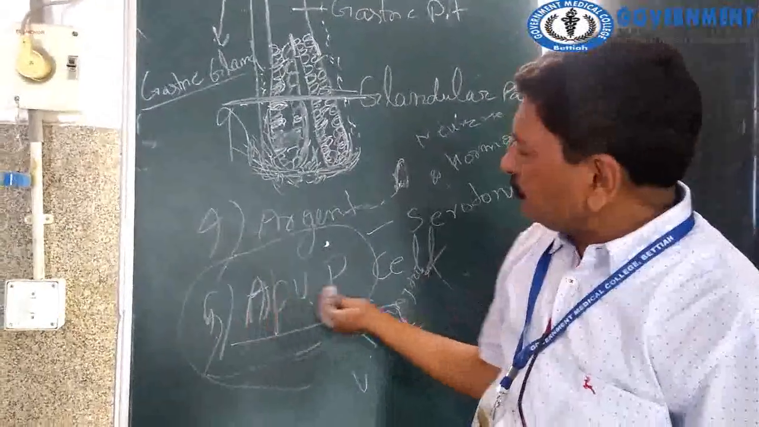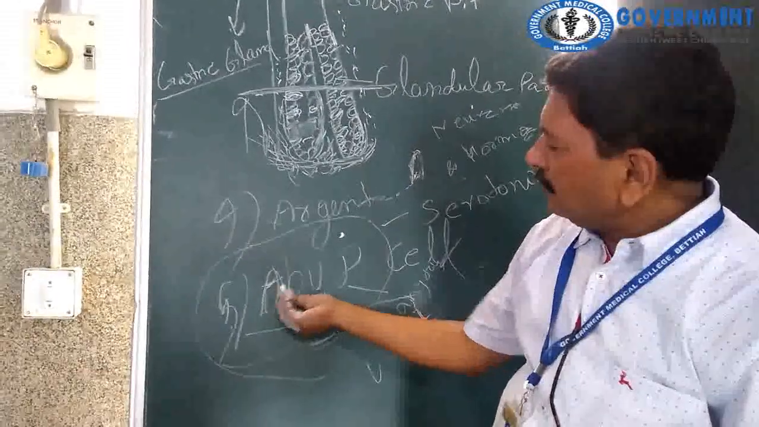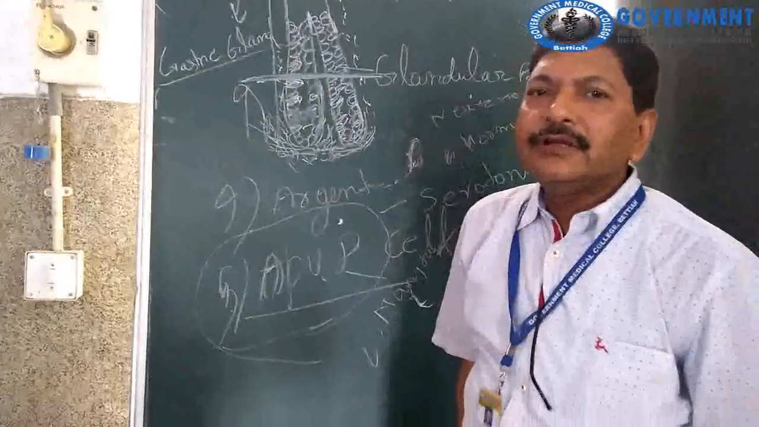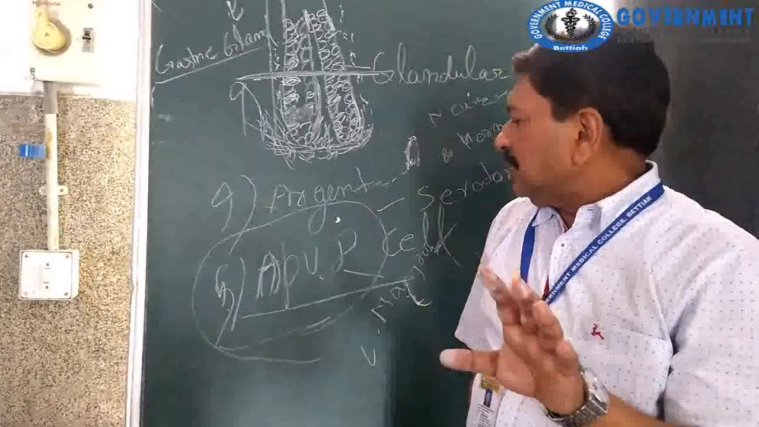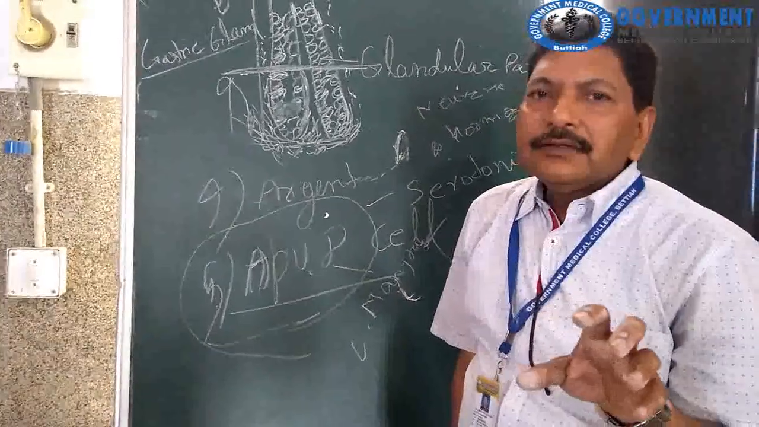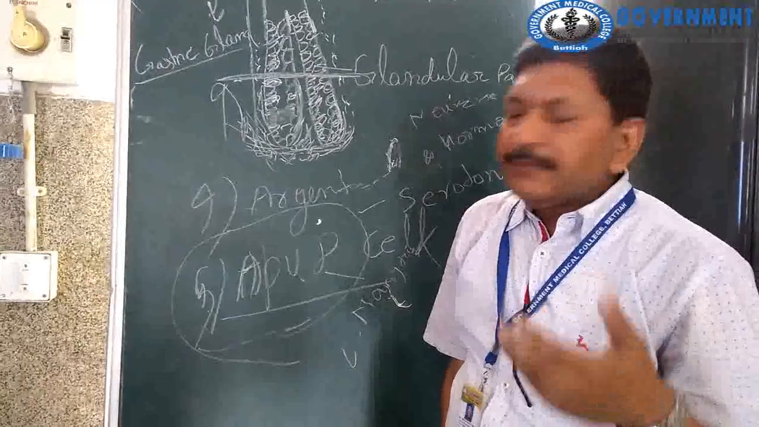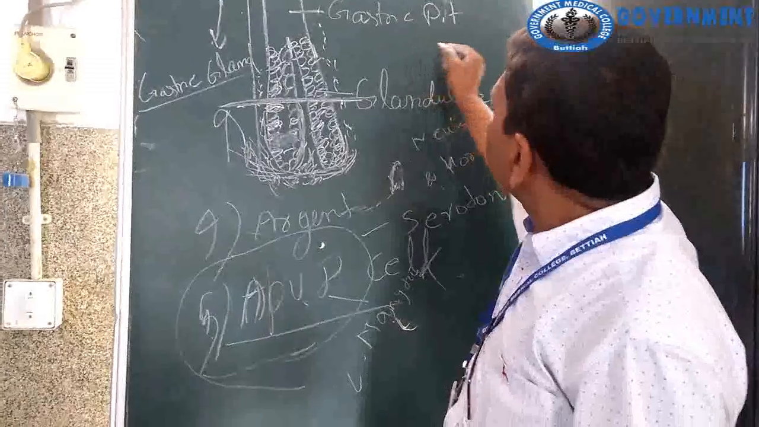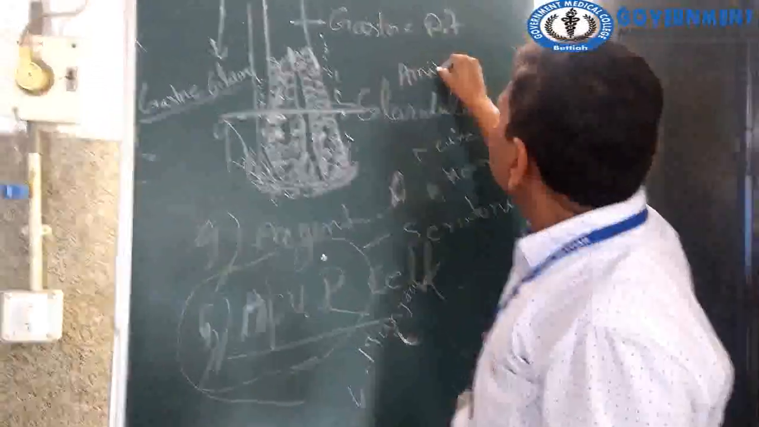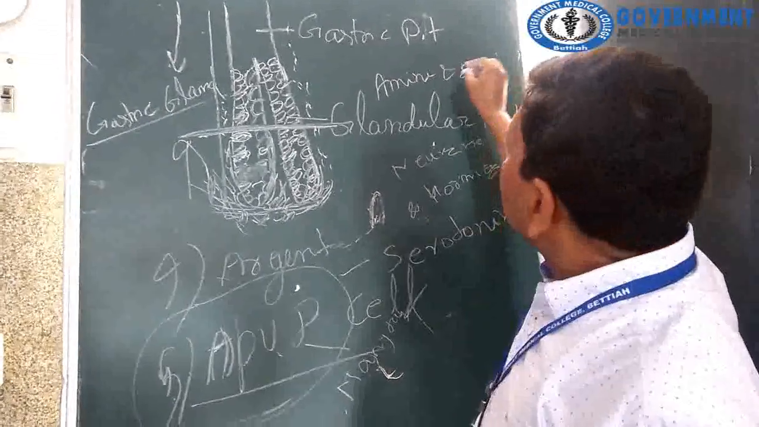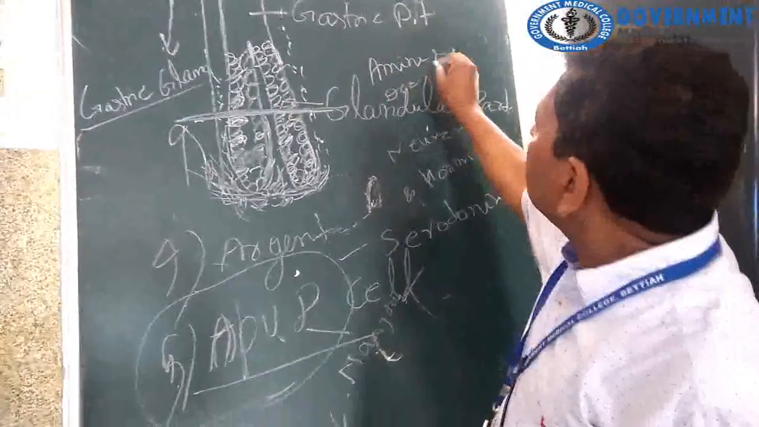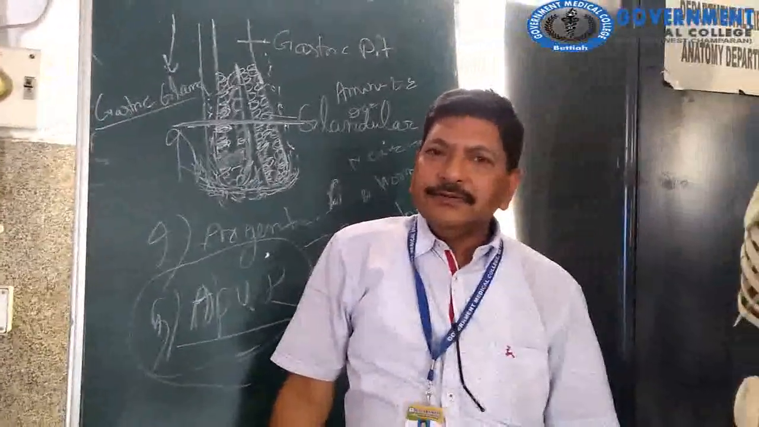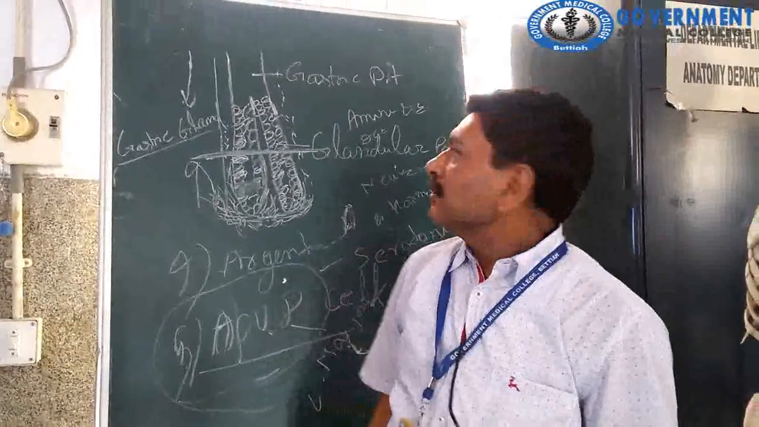The full form of APUD cells is amine precursor uptake and decarboxylation. Actually, the APUD cells take up many chemicals from our blood and produce amine and peptide. And after decarboxylation, different types of hormones form which may act locally. Thank you. This is about the gastric gland.